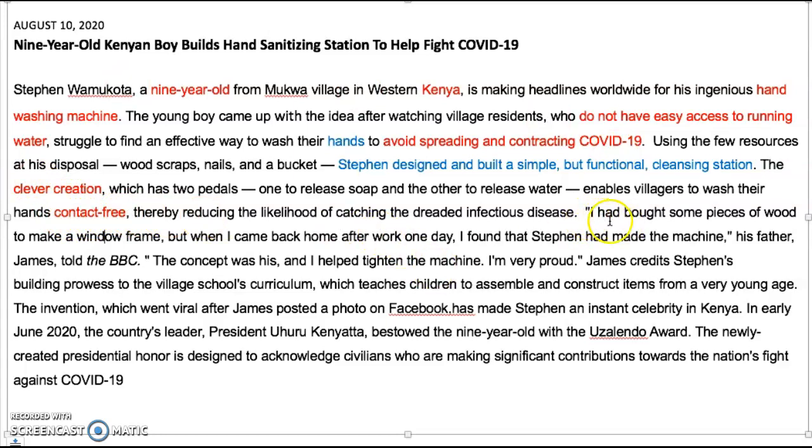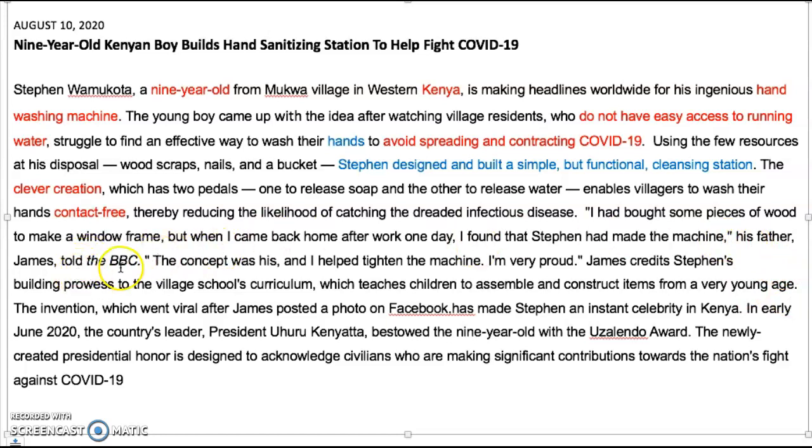And then we continue with a quote from his dad. "I had bought some pieces of wood to make a window frame, but when I came back home after work one day, I found that Stefan had made the machine." Okay, I kind of think that's the backstory. That's not really a super important detail to the main idea, so I'm not going to mark that.